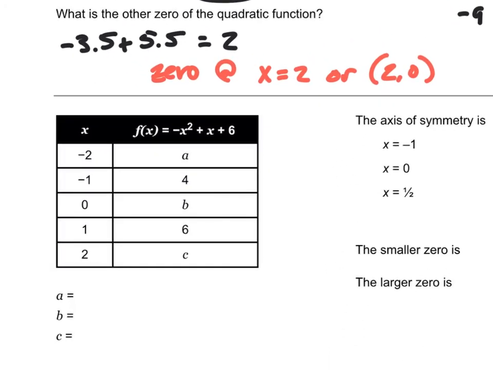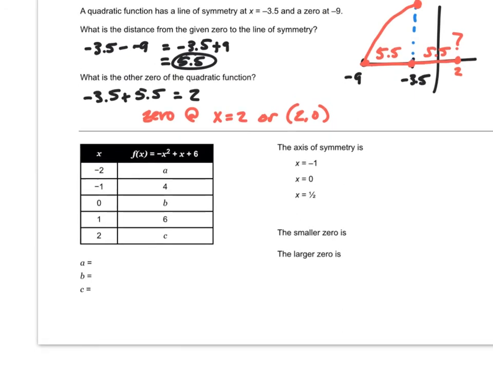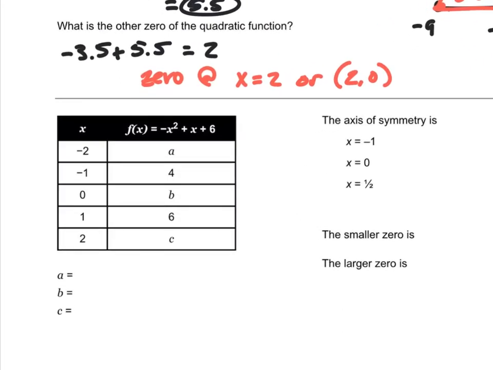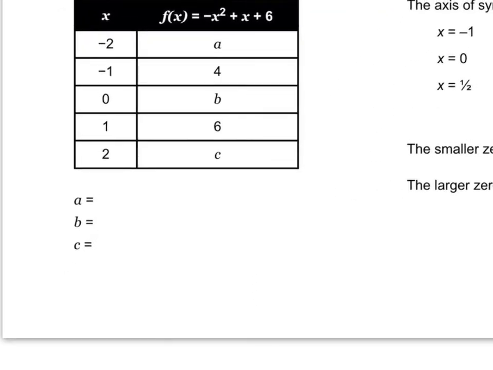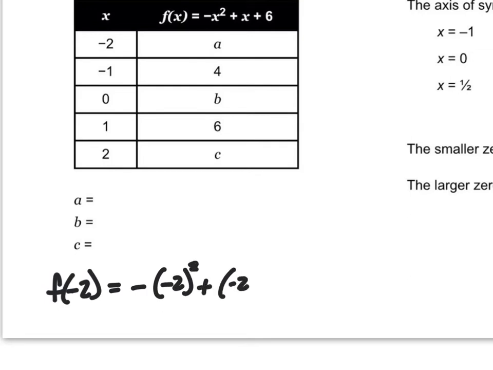all right, on this one, it wants us to go over here and calculate these values for A, B, and C. So I'm going to plug in -2 into the function, I'm going to plug in 0 into the function, and I'm going to plug in 2 into the function. Okay, and so let's go ahead and do that. So to find A, I'm going to take f of -2. I'm going to plug -2 into the function and see what my y value is. So when I do that, I'm going to do negative quantity -2 squared plus -2 plus 6.